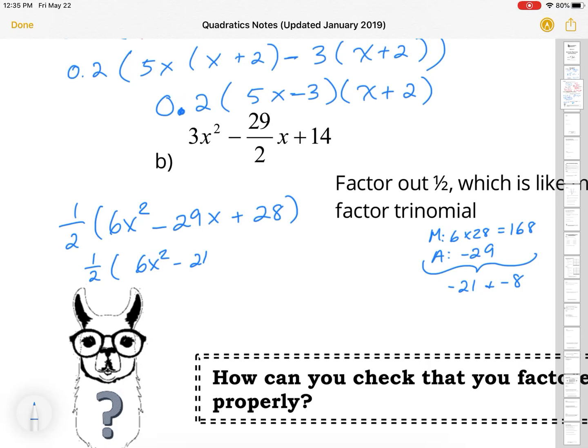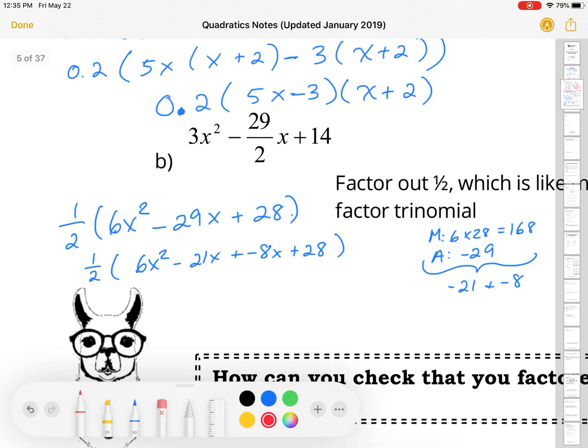So two numbers that multiply to give me 168, and I get that from multiplying the first and last term, and they have to add up to the middle term, which is minus 29. I factored 168 a few different ways, and I found minus 21 times minus 8. So 6x squared minus 21x plus negative 8x plus 28. Whew, sorry about that.